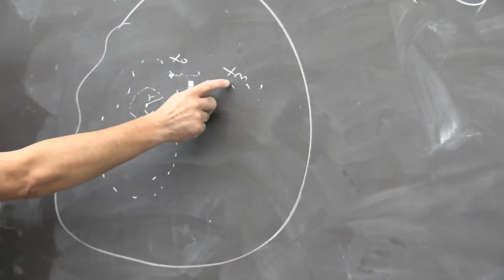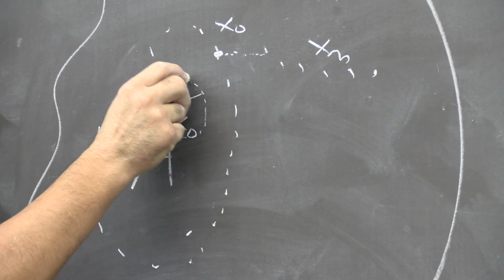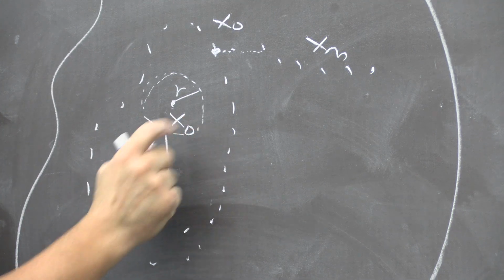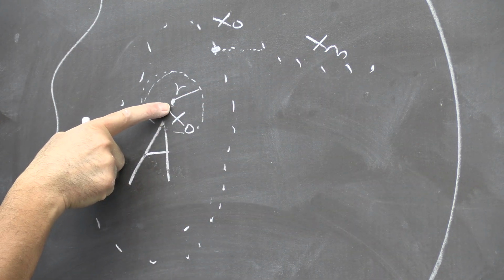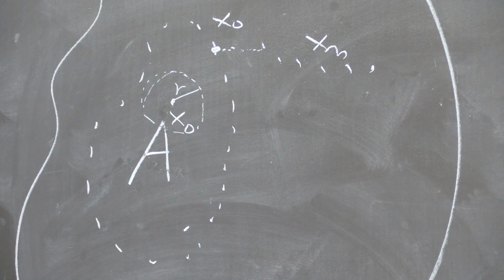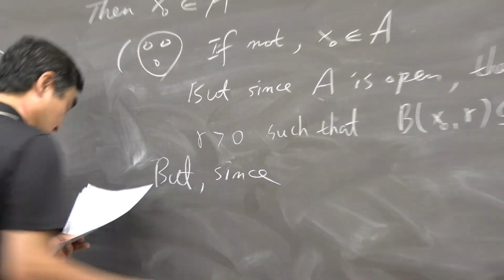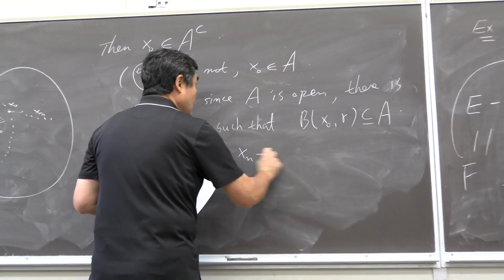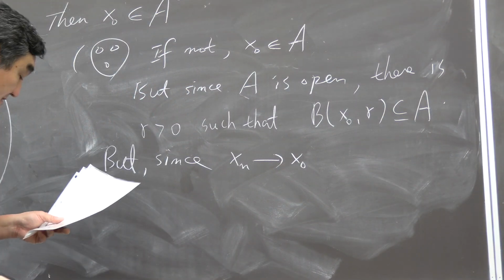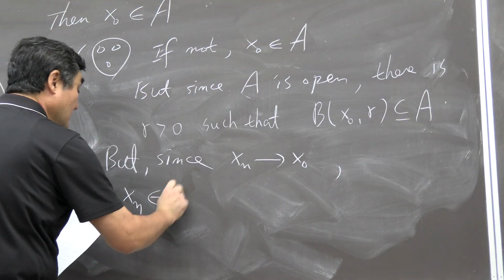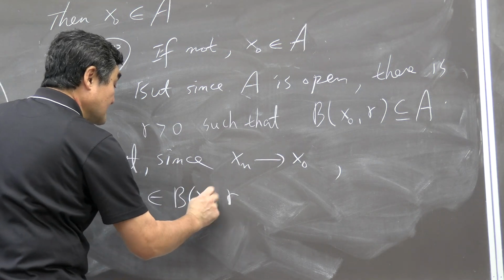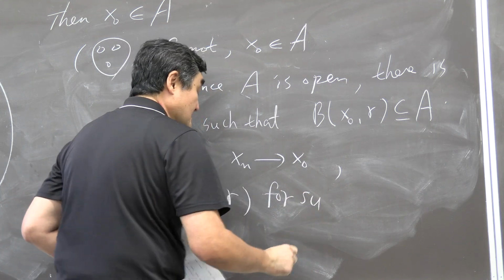Because the sequence x of n must converge to that point x naught. But this open neighborhood is in the subset A, while the sequence x of n is outside of A, yet the sequence x of n must converge to x naught. That's already a contradiction, right? Since the sequence x of n converges to x naught, the sequential points x of n must be in the R neighborhood around x naught for sufficiently large index numbers n.